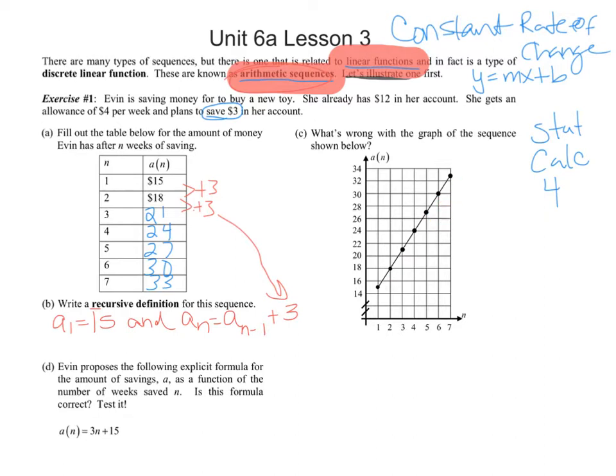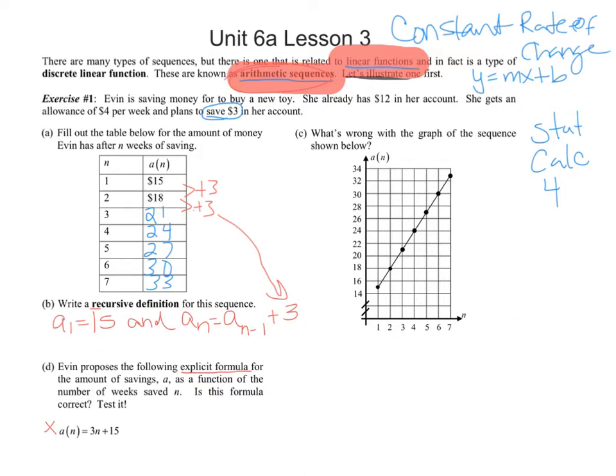And our last question on this page, Ivan proposes the following explicit formula. Well, that's the first time you've seen explicit. Really, explicit is just y equals mx plus b form. So when they talk about explicit formulas, that's what they're asking you for, to put it in that formula. Well, they already did it for us. Now what they're asking for is the amount of savings A as a function of the number of weeks saved n. Is this formula correct? Test it. They want to know, is this the correct formula?